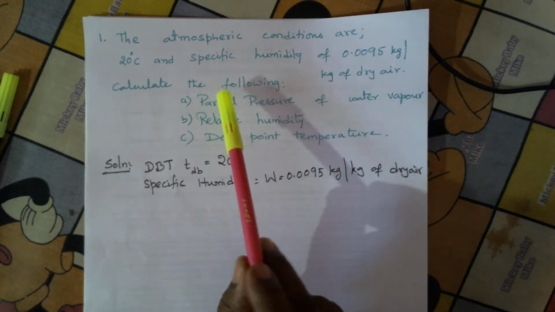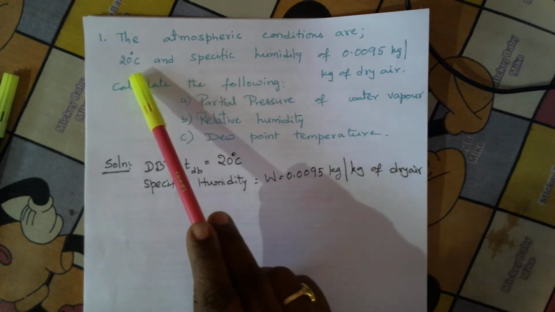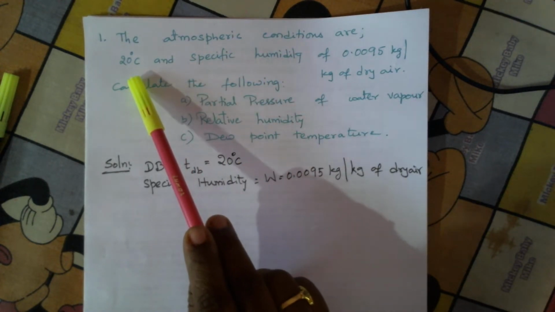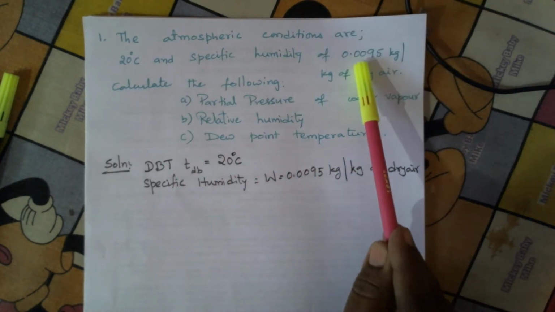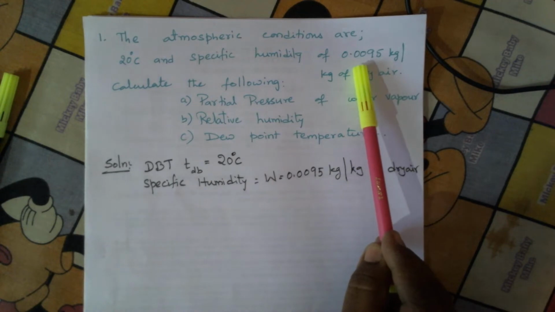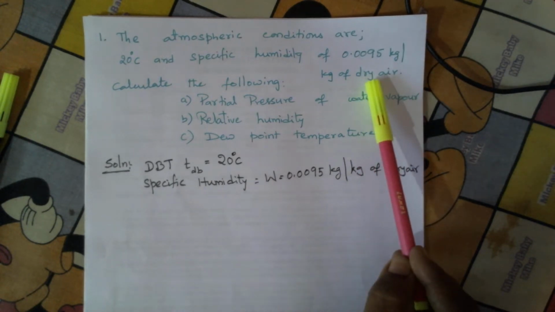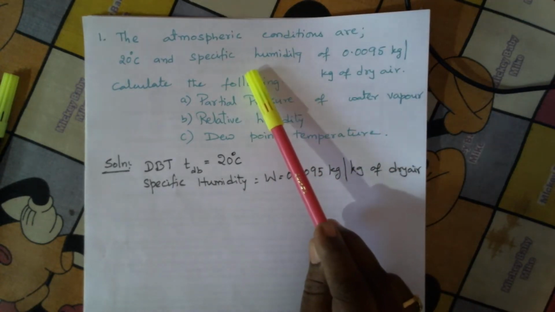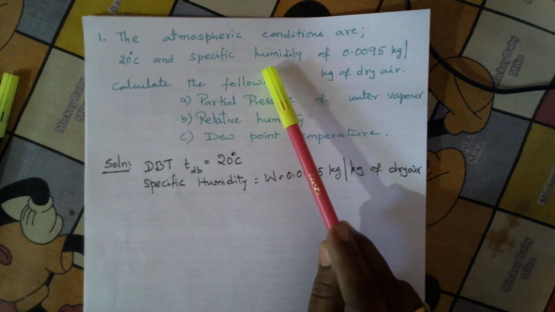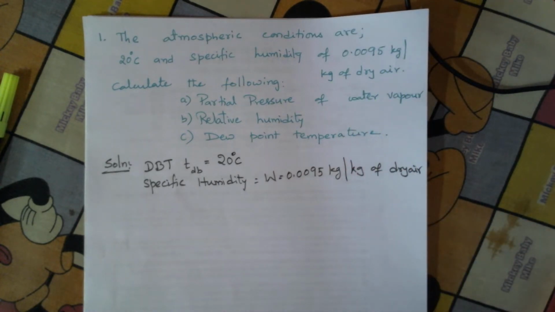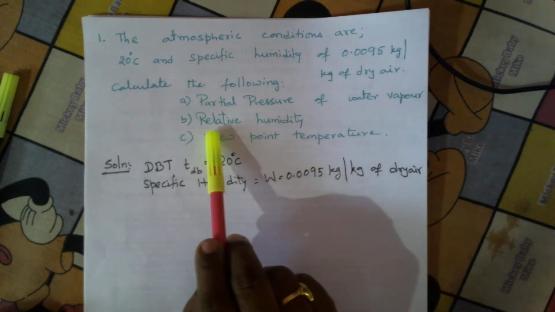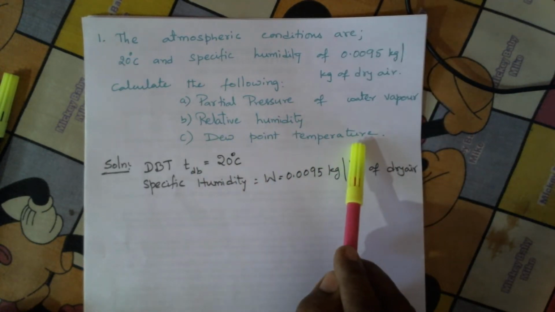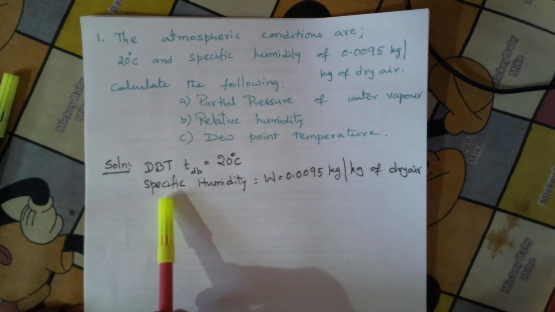It's a very simple problem in which atmospheric conditions are given, that is 20 degrees centigrade. This 20 degrees centigrade is nothing but the dry bulb temperature, and specific humidity is also given, that is 0.0095 kg per kg of dry air. So what is the specific humidity? It is the amount of water vapor present in the atmosphere for 1 kg of the dry air. So with this given data, we have to calculate partial pressure of water vapor, the relative humidity and dew point temperature. As a first step, let us write the data given.